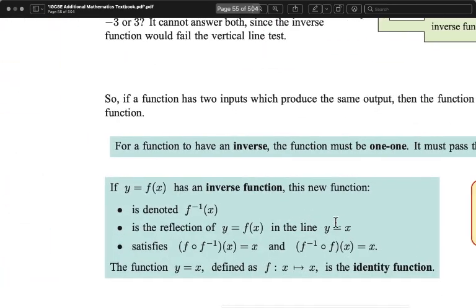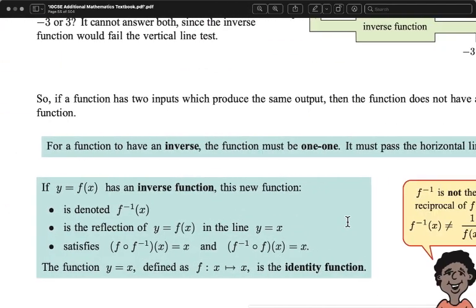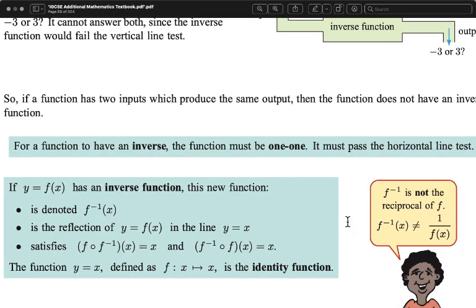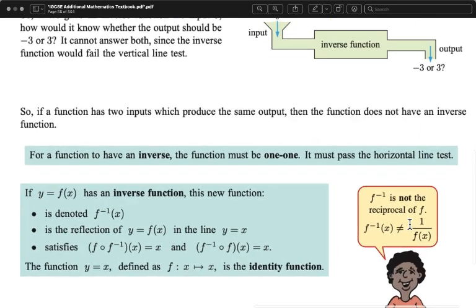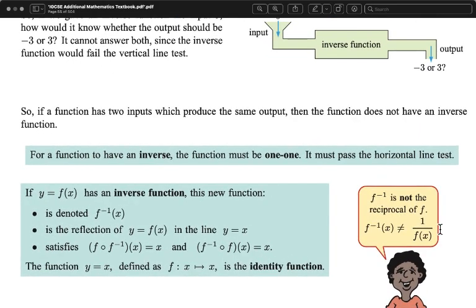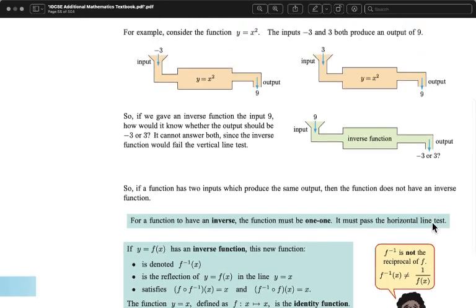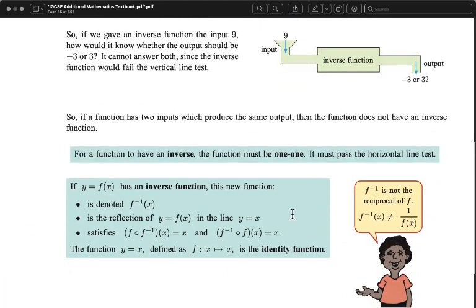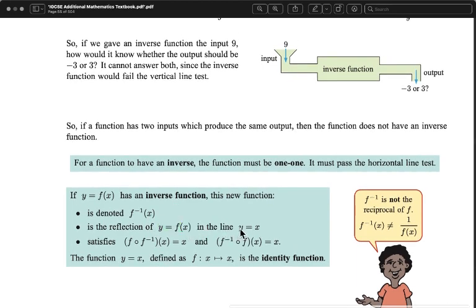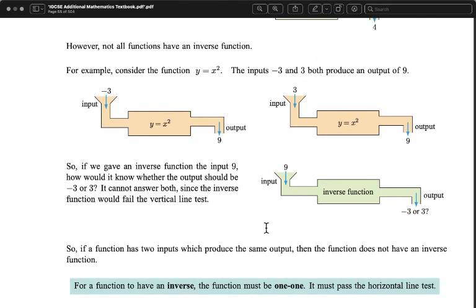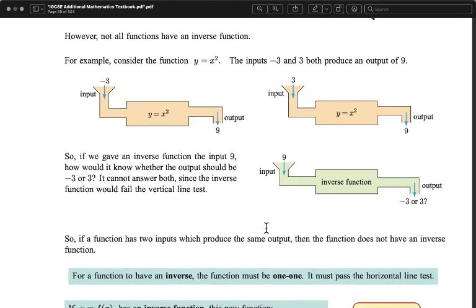Now, f with the power of -1, parentheses x. For clarification, it does not equal f to the power of -1 in the reciprocal sense, because this is just a way of notating the function, not actually the reciprocal of f. So it does not equal 1 over f(x). And what is the inverse function? What is f minus 1? f minus 1 is a reflection of the original function over the line y equals x, which is the identity function, as it changes the identity of the original function.